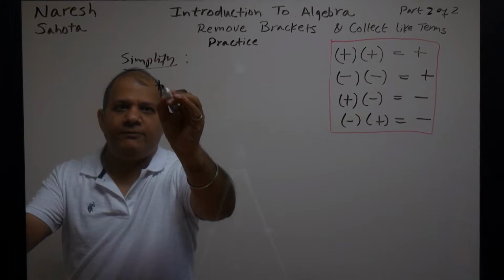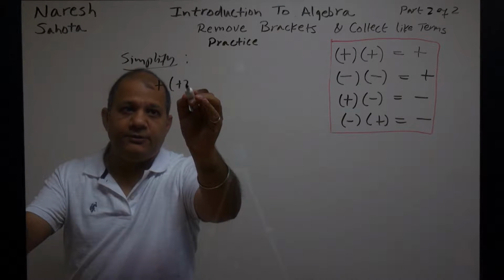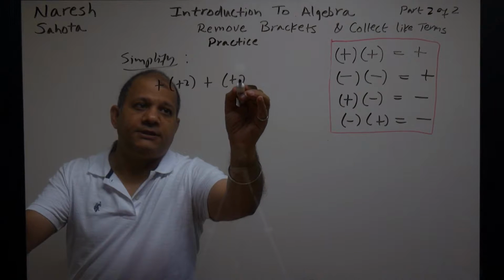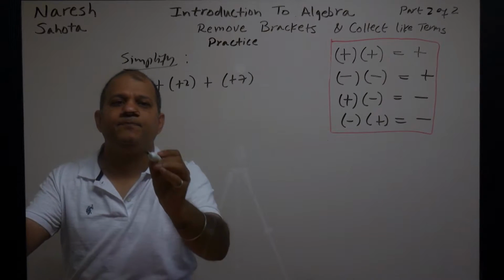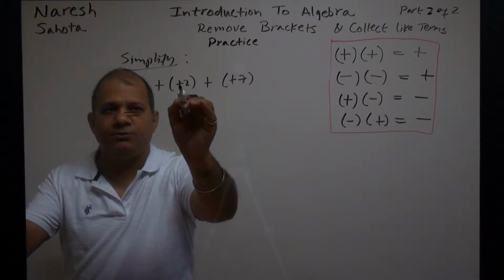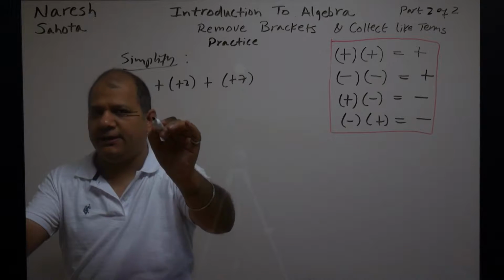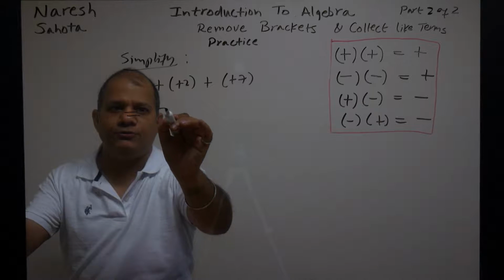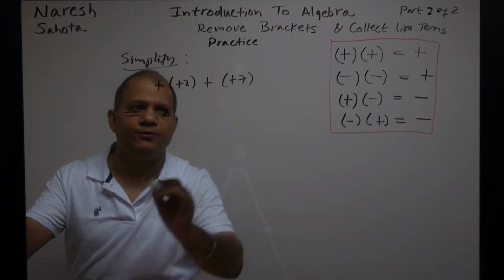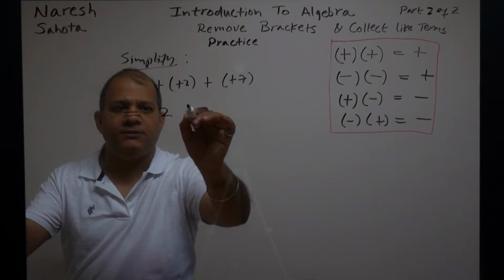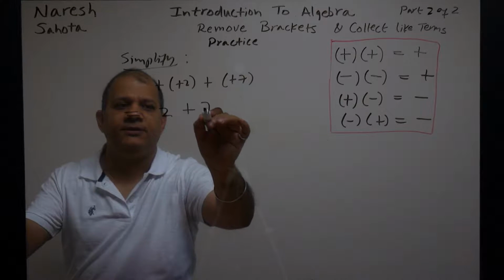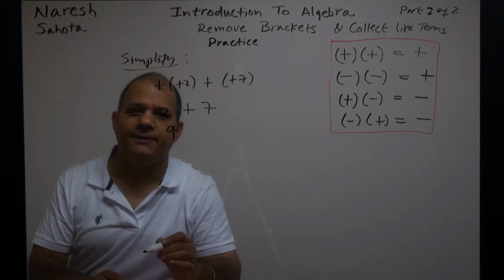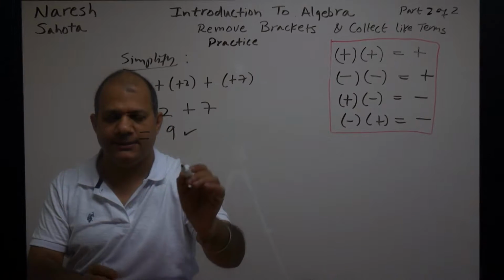So if we have positive 1 times positive 2 plus positive 1 times positive 7, how do we add this? Again, positive times positive is positive, so I don't need to write the positive sign. 1 times 2 is 2, so this simply becomes 2. And then positive times positive is positive. 1 times 7 is 7. So the answer now is 2 plus 7, which is 9. So we're done with that.